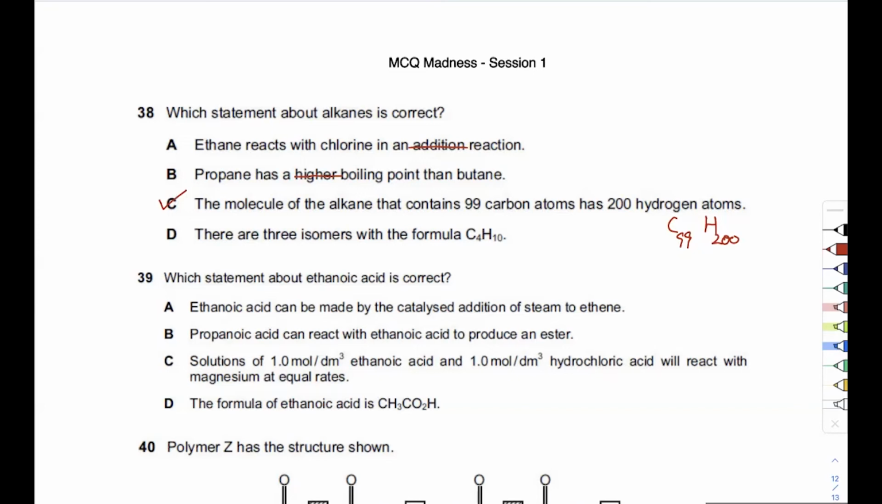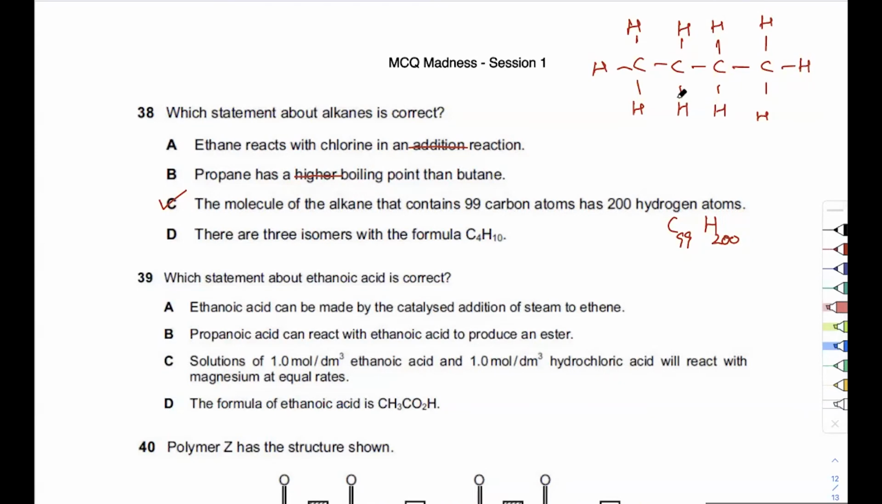There are 3 isomers with formula C4H10. Let's try it out. 4 carbons, so I'll just put them in a row. 1, 2, 3, 4, done. So that's C4H10. Next, I will try to change some hydrogen with some carbon. That's how you make isomers, okay? So I have these hydrogens. I'm going to switch some carbon with some hydrogen. Okay, let me try this.